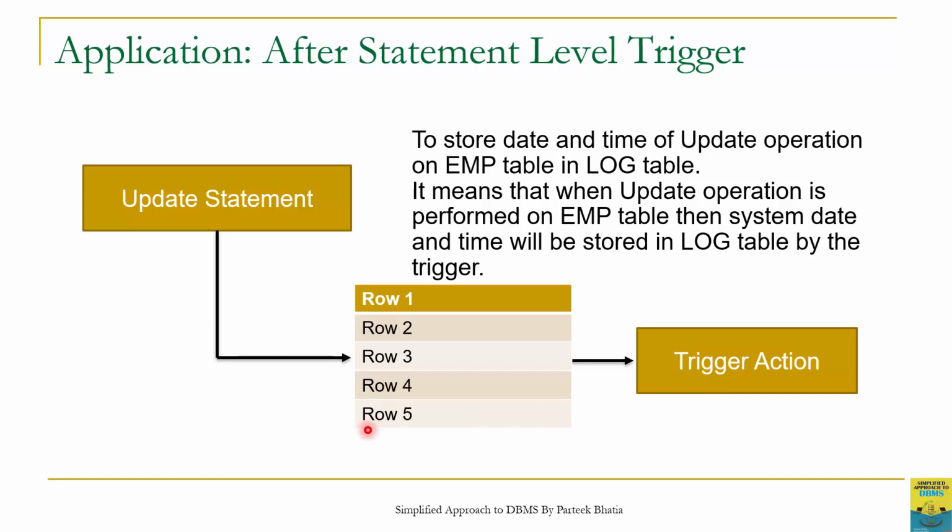First, the update operation is performed on the employee table. It will update all the rows, and after performing its operation, the date and time information of this update statement will be stored once in the log table. So the trigger will carry an insert statement to insert a record in the log table, and it will fetch the values of system date and system time and store these values in the log table. Thus, by using an after statement level trigger, we will achieve our objective.